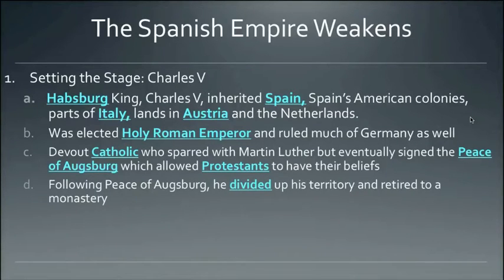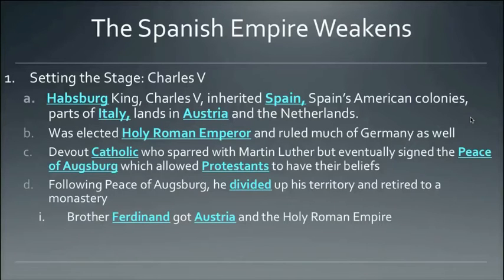Following the Peace of Augsburg, he divided up his territory and decided to retire to a monastery. So his empire did not remain intact, and that's going to matter here because the next part of our story is going to focus mostly on Spain and the Netherlands. So how it got split up was this.